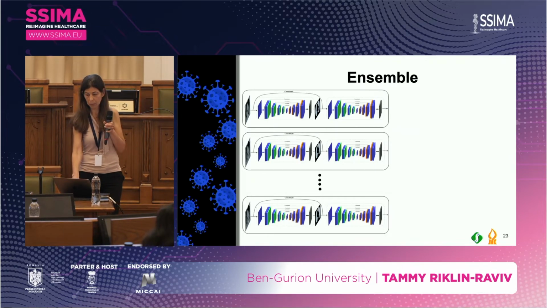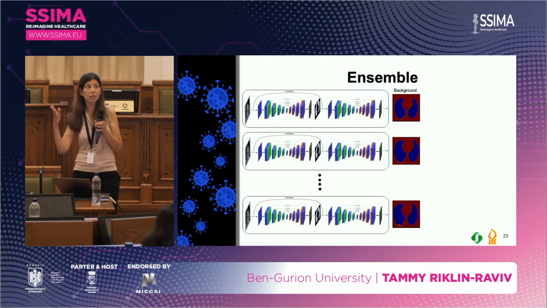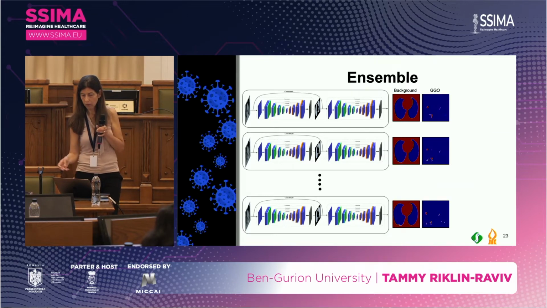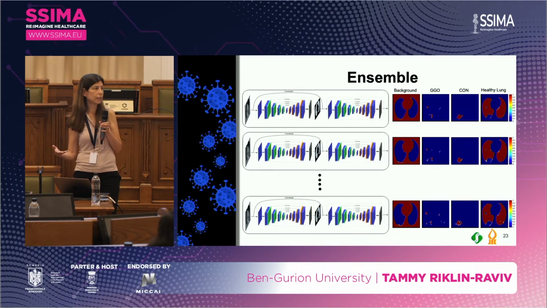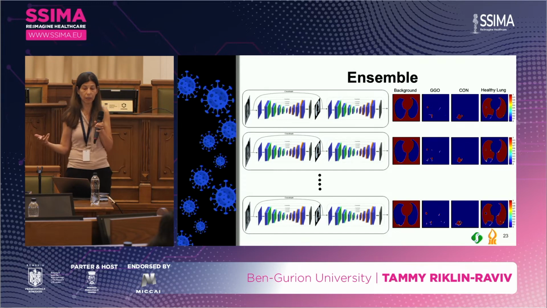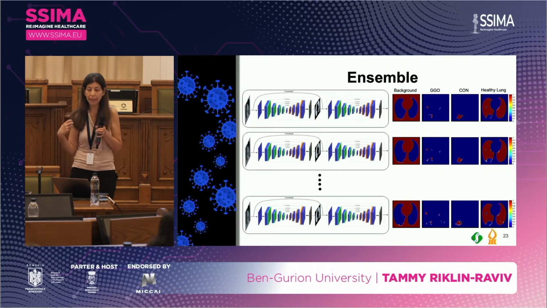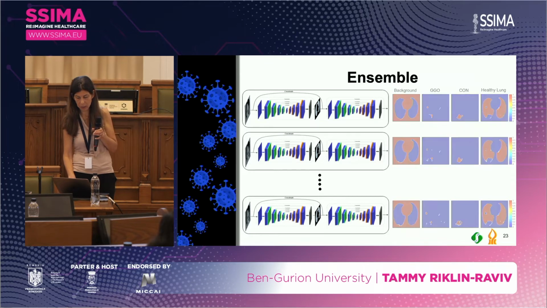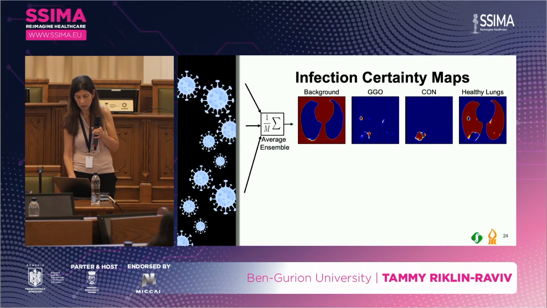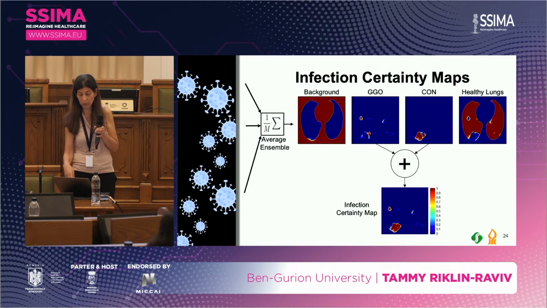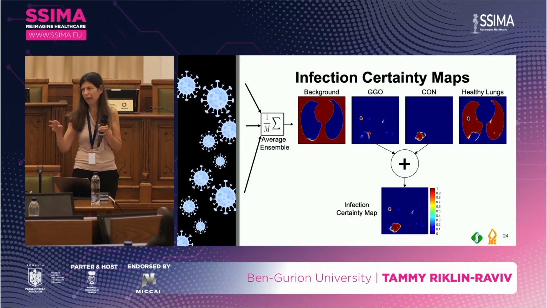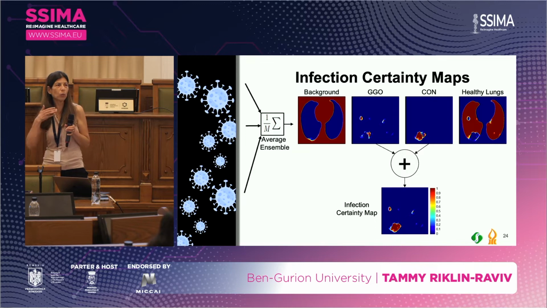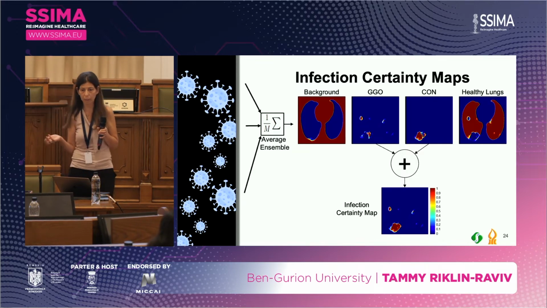So what can the ensemble provide us? We have predictions for background, GGO, consolidation and healthy lung tissue from all the ensemble networks. Now, if we use the soft output of each of the networks and sum them together, we can get a measure of uncertainty, and this is what we did. If we combine the GGO and consolidation soft segmentation, we have an infection certainty map, and we use that. But what is it good for? Why do we need an infection certainty map?